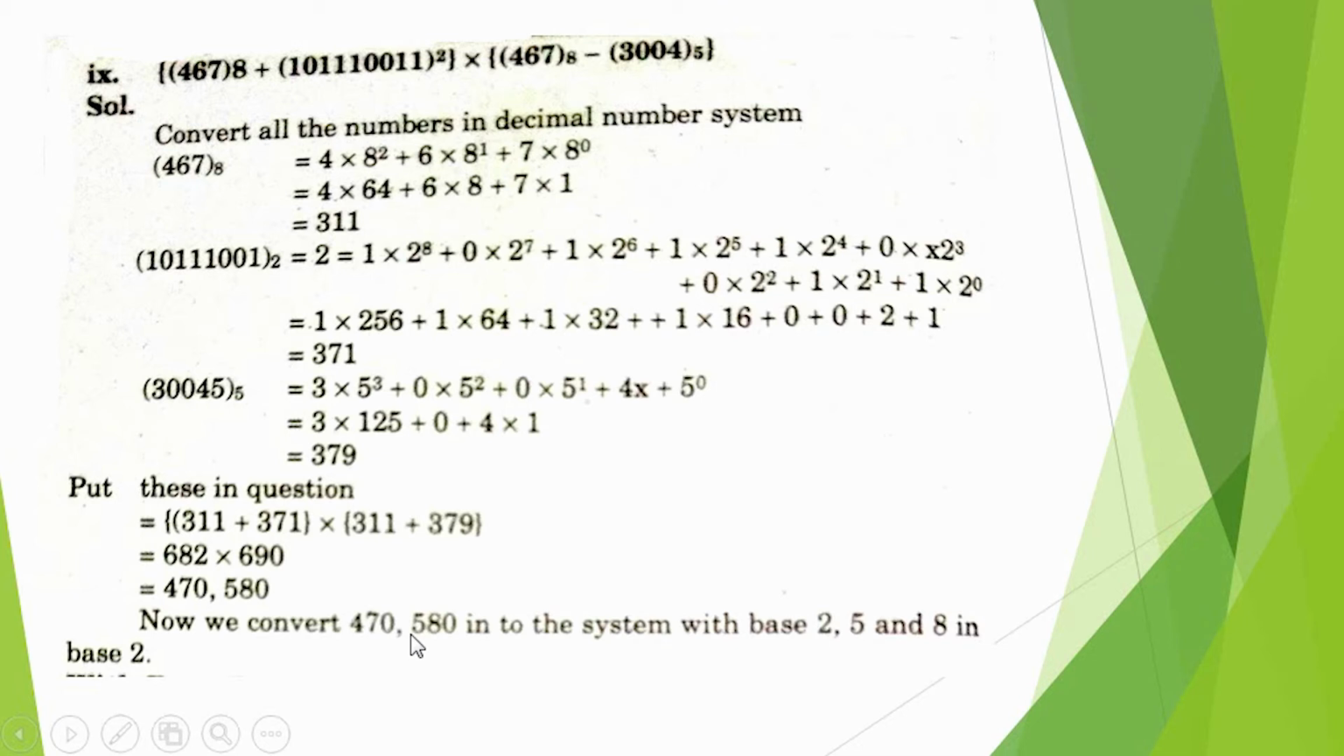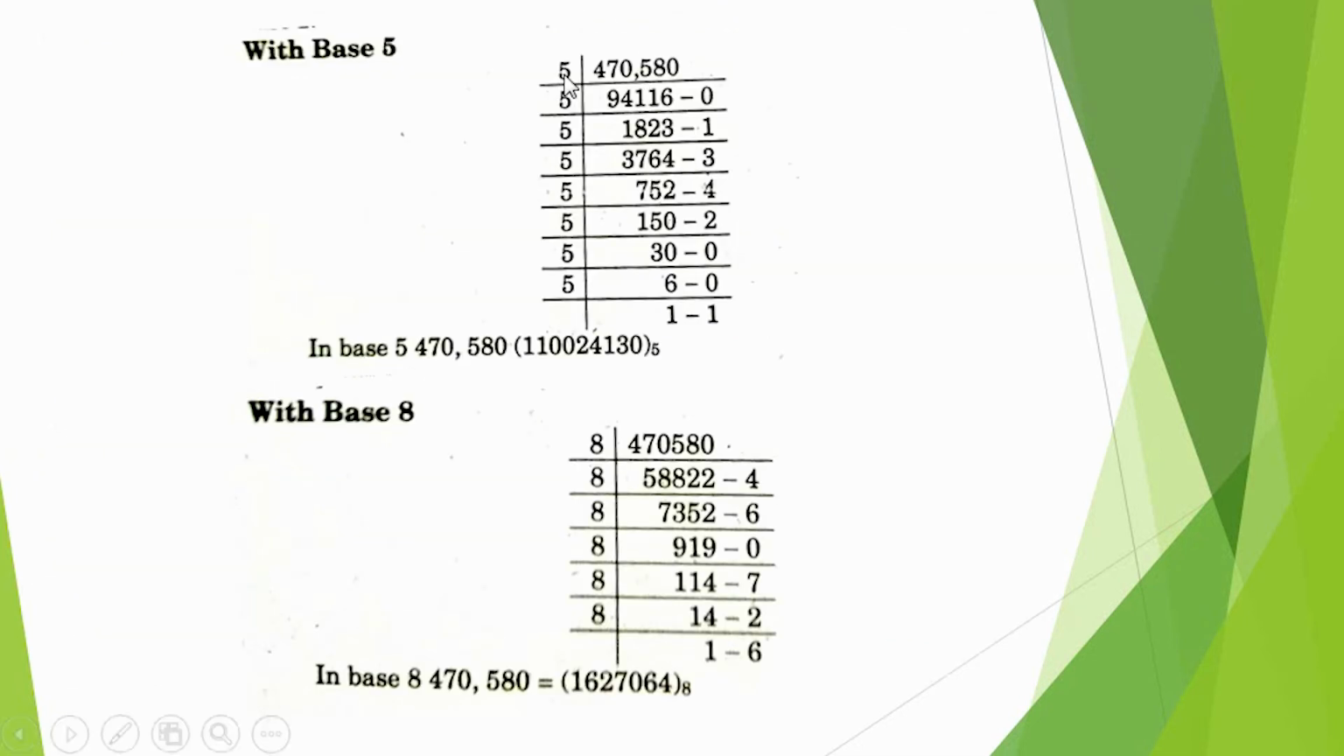470580. Now we convert this number into base 2, 5 and 8. Now with base 5, 5 nines are 45, 0 becomes 20, 5 fours are 20, 5 ones are 5, 5 ones are 5, and 5 6s are 30, 0 comes. 5 ones are 5, 4 becomes 44, 5 eights are 40, 1 becomes 41, and 5 twos are 10, 5 threes are 15, 1 becomes carry.